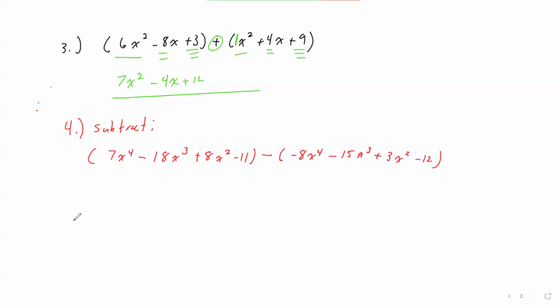All right, so I'm going to start off with my biggest degree, which is 4. What is 7 minus negative 8? 15. Very good. And then the x to the fourth will still be x to the fourth. So now what's negative 18 minus negative 15? Negative 3. And then what is 8 minus 3?